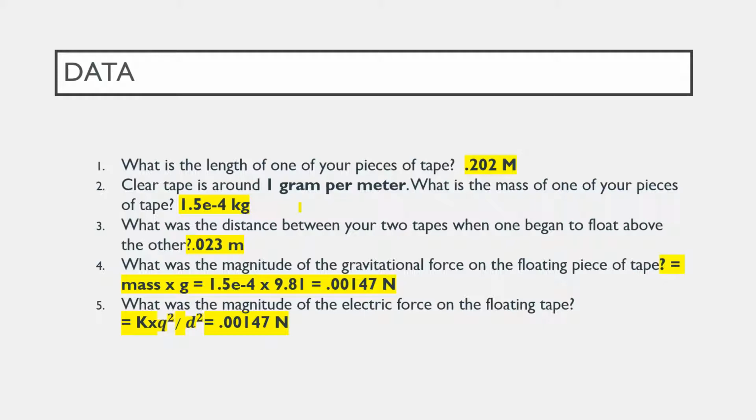The magnitude of the gravitational force can be found by multiplying the mass times the gravitational constant. So I got 0.00147 newtons. And the magnitude of the electric force can be found by doing k times the charge squared over the distance squared, which is the same as the gravitational force of 0.00147 newtons.